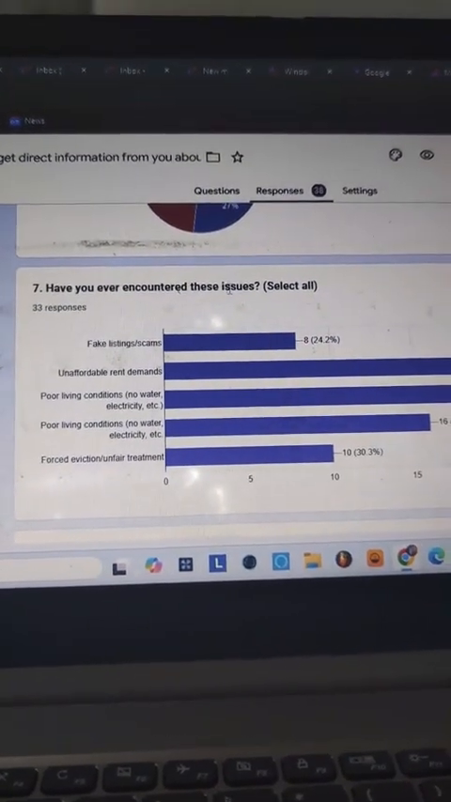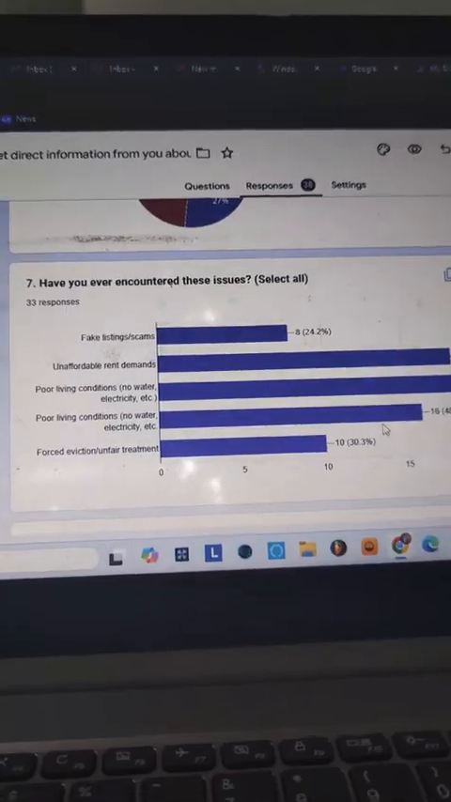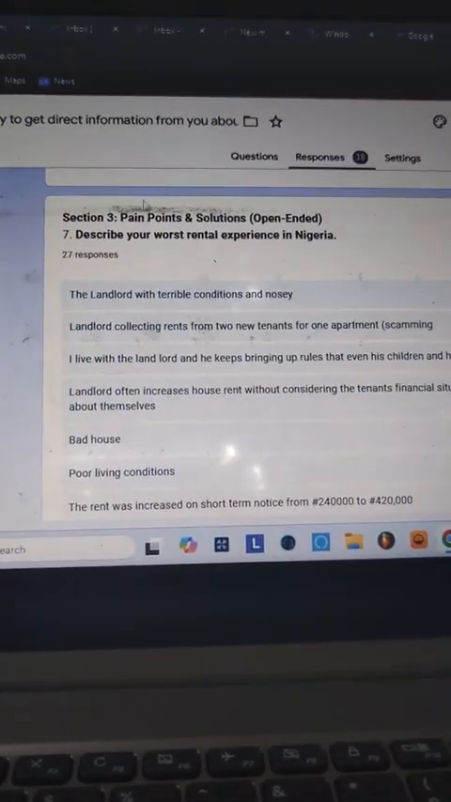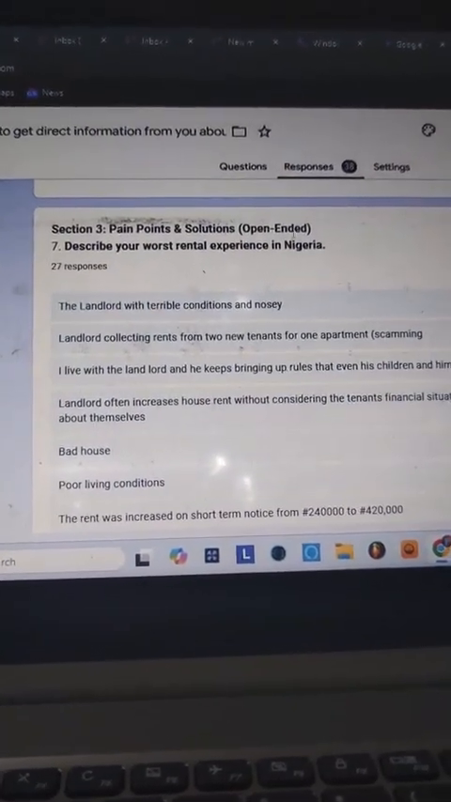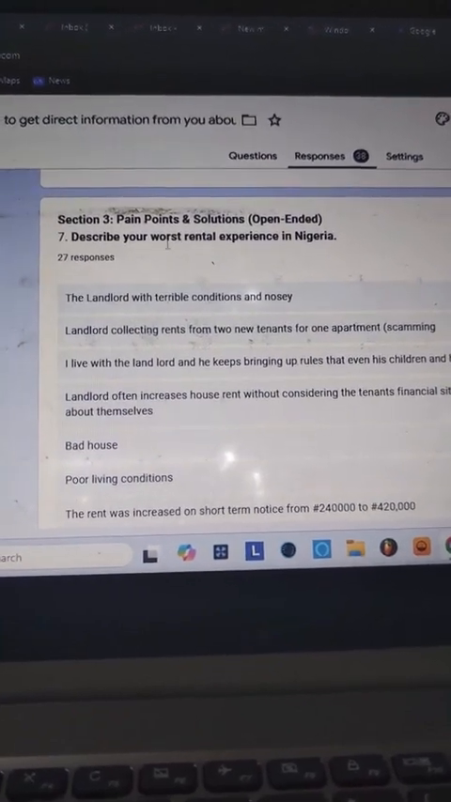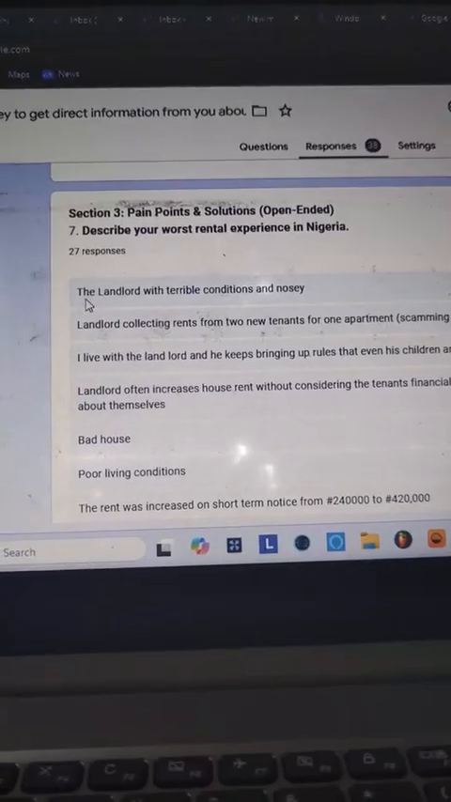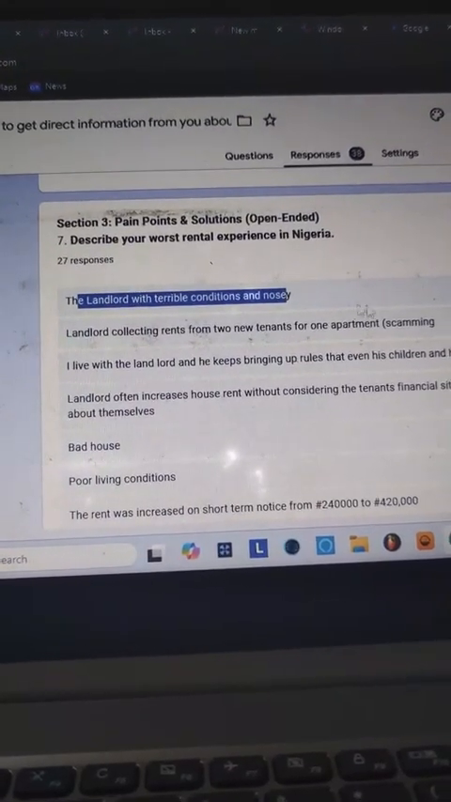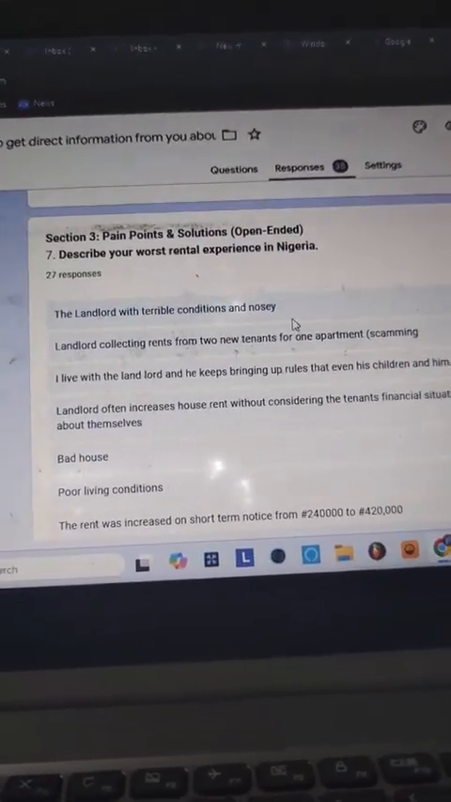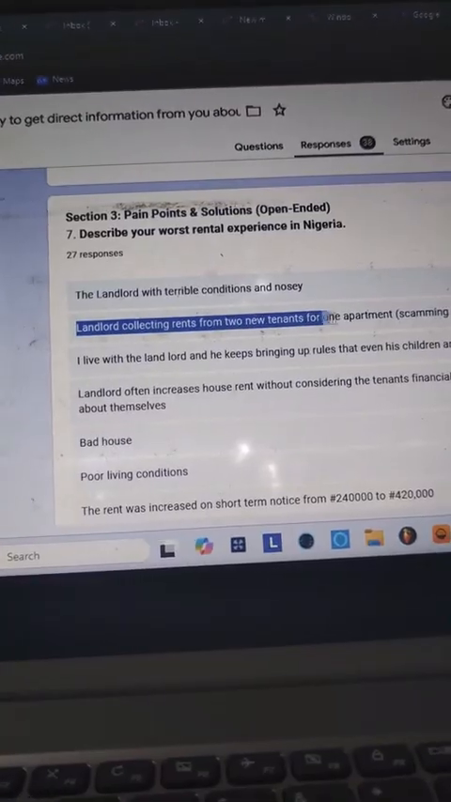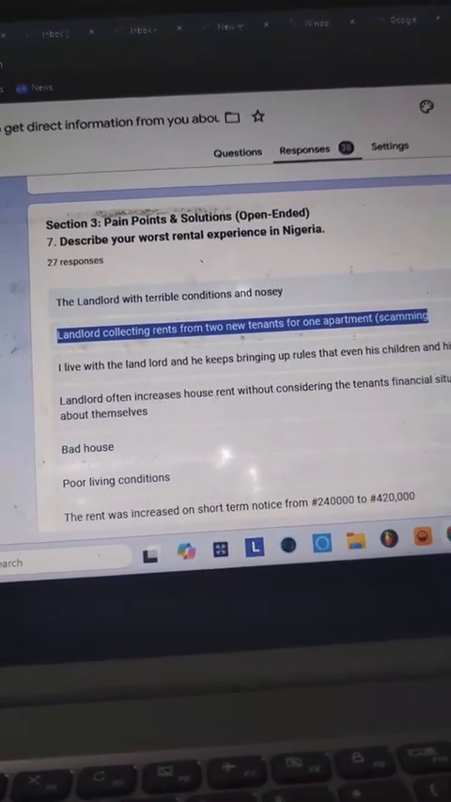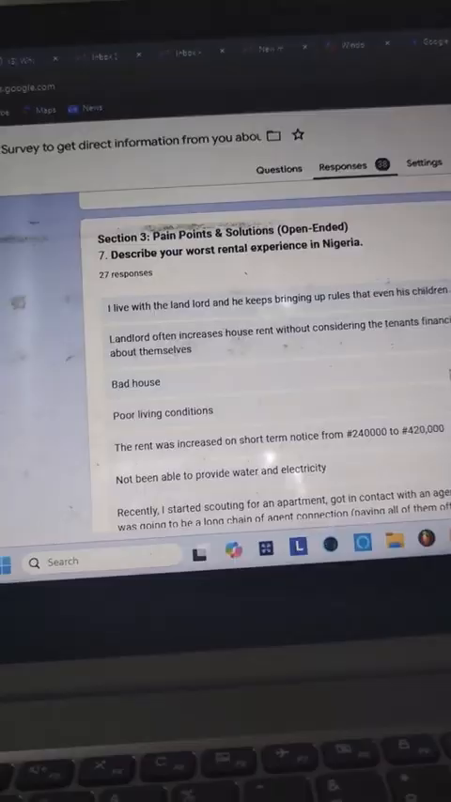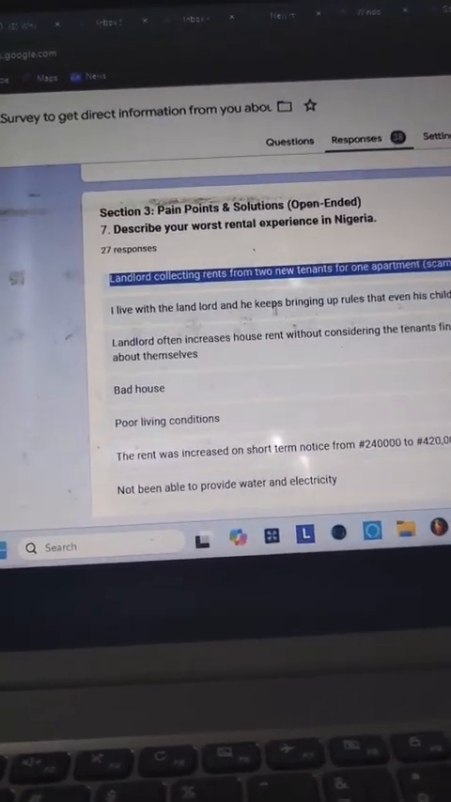Have you ever encountered these issues? Now you see, you begin to see pain points and solutions. Open-ended question: describe your worst rental experience in Nigeria. This person said the landlord with terrible conditions and nosy. This one said the landlord rents to 2 new tenants for 1 apartment. Scamming. Are you seeing the issues people are having?